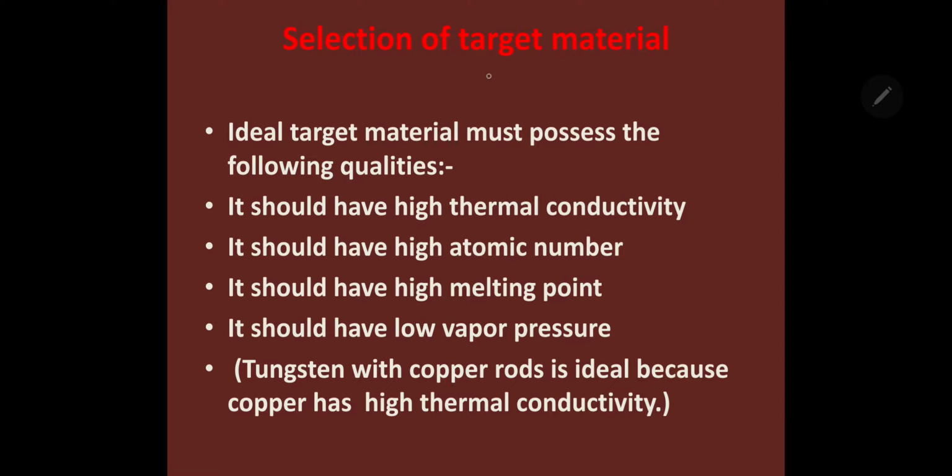Selection of target material. Ideal target material must possess the following qualities. It should have high thermal conductivity, high atomic number, high melting point, and low vapor pressure. Tungsten with copper rod is ideal because copper has high thermal conductivity.